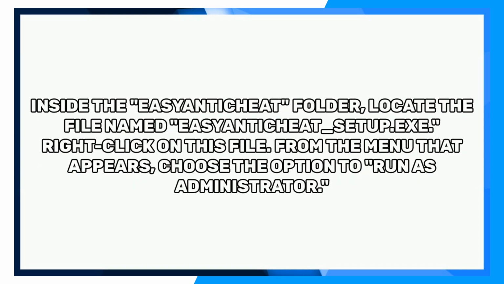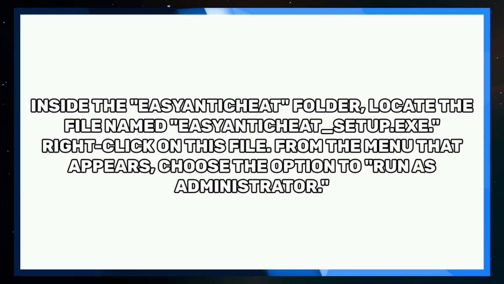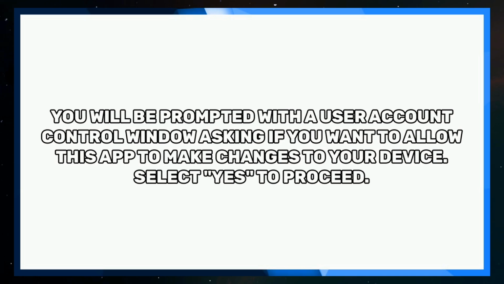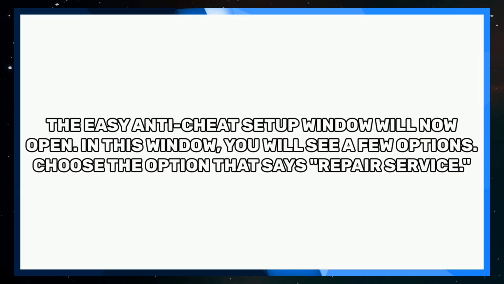Inside the Easy Anti-Cheat folder, locate the file named Easy Anti-Cheat Setup.exe. Right-click on this file. From the menu that appears, choose the option to run as administrator, where you will be prompted with a user account control window asking if you want to allow this app to make changes to your device. Select Yes to proceed. The Easy Anti-Cheat Setup window will now open.